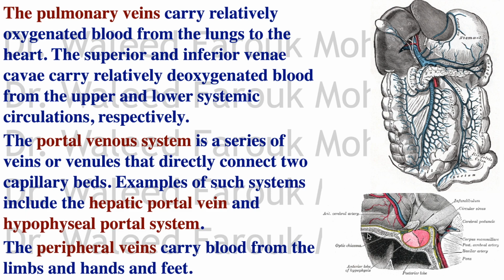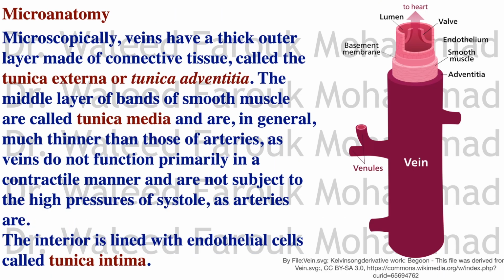The peripheral veins carry blood from the limbs, the hands and feet. About the structure, the microanatomy: veins have a thick outer layer called the tunica adventitia. The middle layer is the tunica media, and it's much thinner than that of the arteries, as veins do not function primarily in a contractile manner and are not subject to the high pressures of systole as arteries. The interior is lined with endothelial cells called the tunica intima.